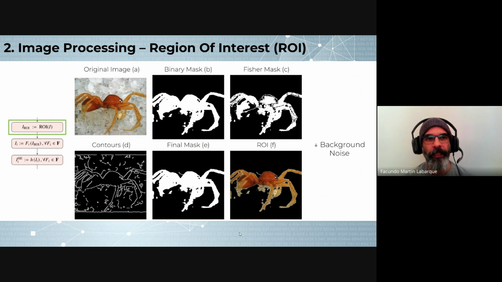What we did first in the image processing was define a region of interest, or what we call ROI. We have our original image. Then we did binary masks, Fisher mask. Then we apply contours to delimit the features that we were looking for. Then we apply a final mask to finally obtain the ROI image. As you may see, this processing was to reduce the background noise. In the spider images, you may see that now we have the spider in the ROI image. That is the thing that we want to compare, and not the background that is full of noise.